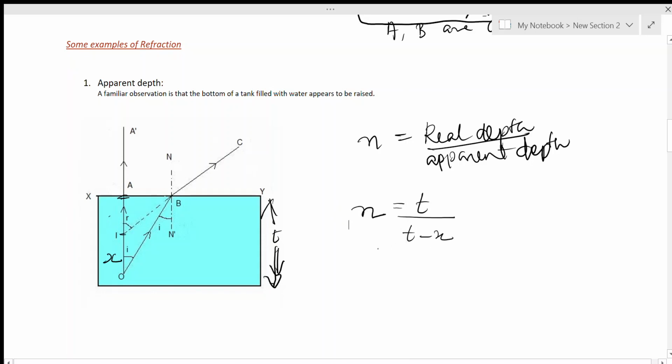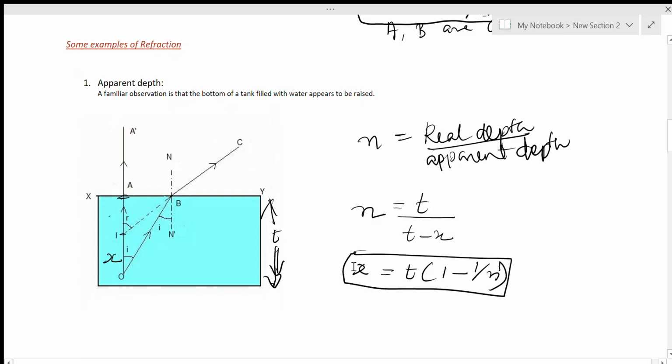So when you cross multiply and rearrange the terms, what you get as the shift in position x is t into 1 minus 1 by n. So this is a shift equation which will be very useful for you for your exams. So x is equal to the real thickness of the medium, into 1 minus 1 by n, where n is the refractive index of this medium. Usually questions will be from air to water or air to glass. Such questions will come for you.